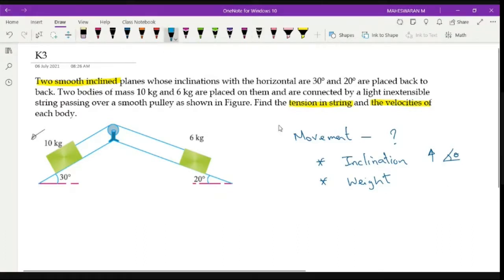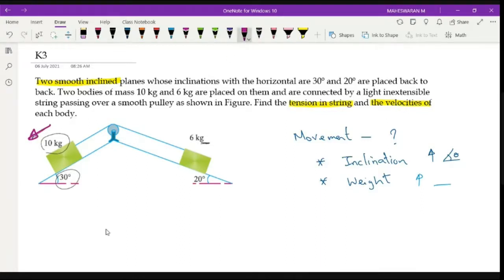The other one is weight, right? If there is an increase in weight, of course, increase in weight will tend to move along the direction. Okay, so if you look at this problem, both are in same direction, same side. So I think it is not at all a problem here. You can easily solve this. One is 10 kg, higher when compared to this 6 kg, and angle is also higher. Both are higher.